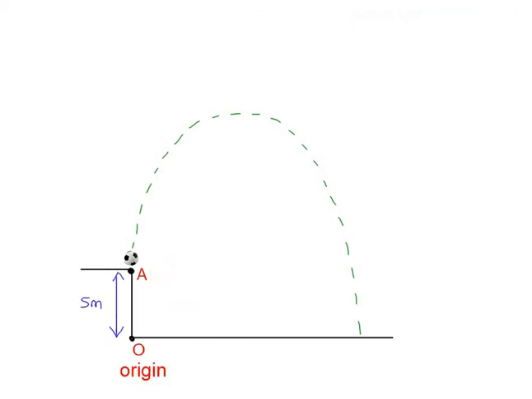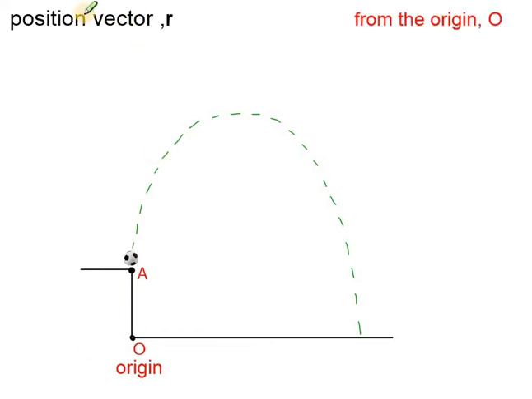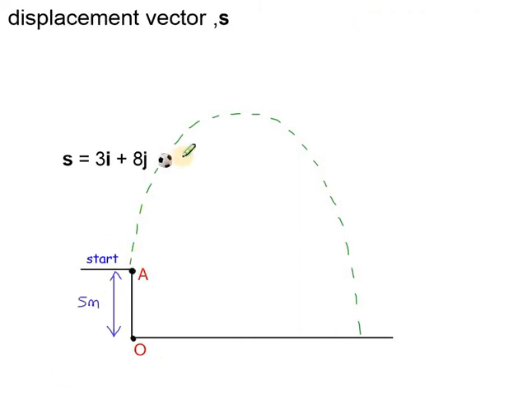A is 5 meters above the origin, vertically above. Position vectors are always referenced from the origin, so from this point. A is 5 meters above the origin, so we can use the vector 5j, representing 5 meters vertically up. So the position vector of the ball relative to the origin is 5j meters. At this point, the displacement vector of the ball, so relative to where it started, is 3i plus 8j meters.